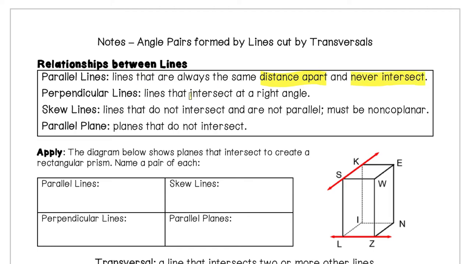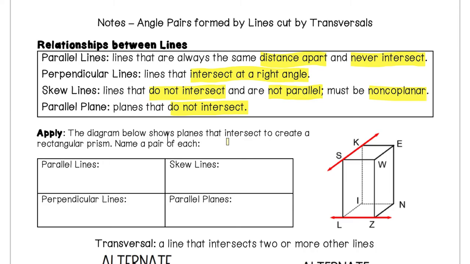Perpendicular lines are lines that intersect at a right angle, 90 degrees. Skew lines are lines that do not intersect and they are not parallel. So that means they must not be coplanar. And parallel planes are planes that do not intersect. So similar to parallel lines, planes that are parallel won't intersect either.